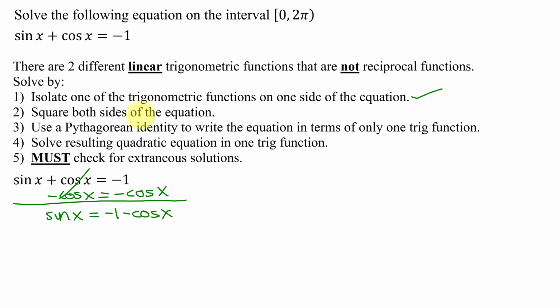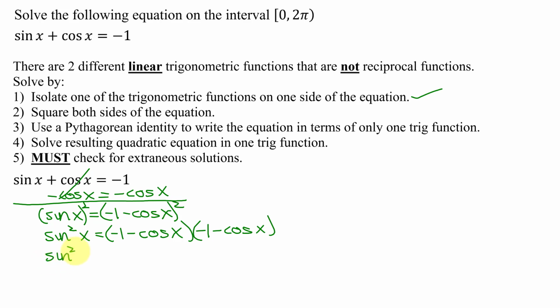Step 2 says to square both sides. So I'm going to square the sine of x and square the right-hand side. So what is sine of x all squared? That's just sine squared x equals. I'm going to do this the long way, but there is a shorter way I'll talk about in a minute. So this is just -1 minus cosine x times -1 minus cosine x. And I'm going to FOIL it out.